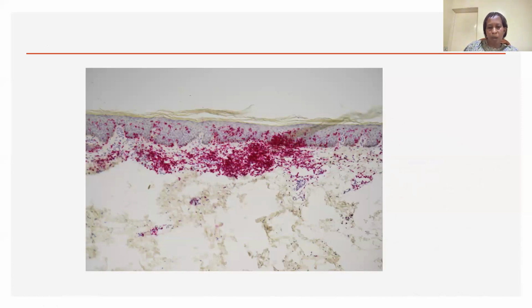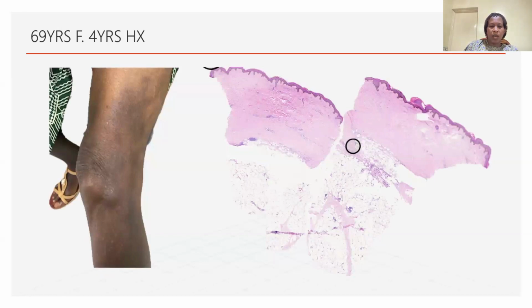The patient was at plaque stage and was managed with steroids and PUVA therapy. She's currently well. And the next patient is a 69-year-old female who presented with a 4-year history of skin induration and infiltration of the left lower leg from the mid thigh to the ankle. So here we had an impression, could it be linear scleroderma or morphea.